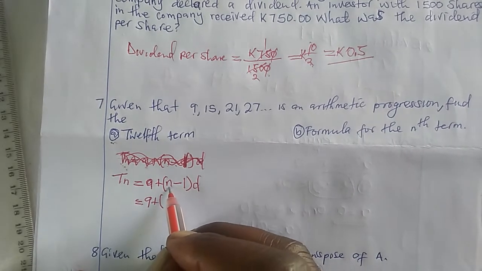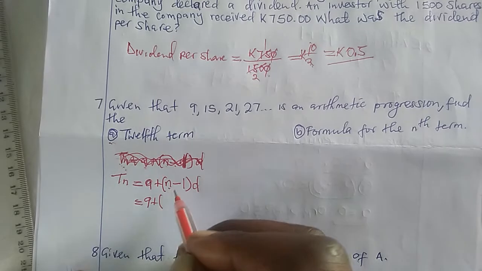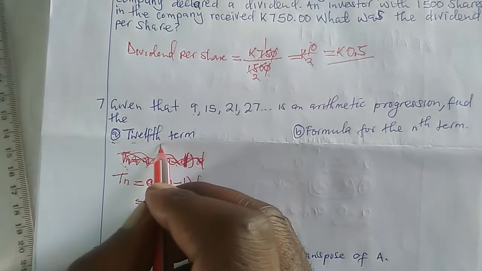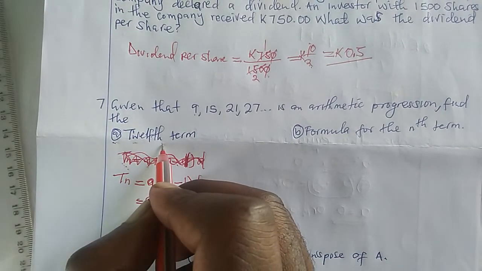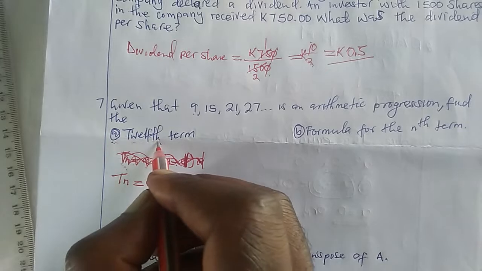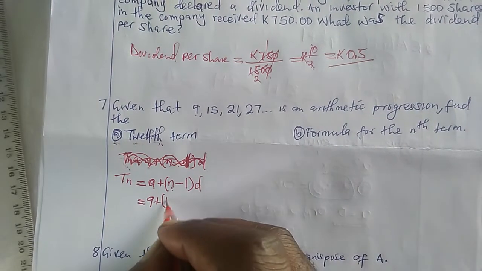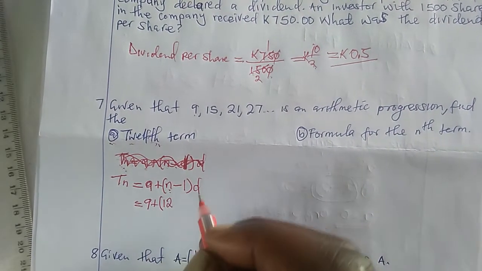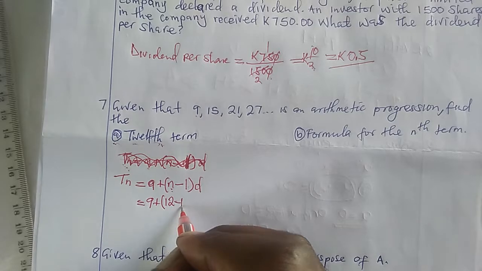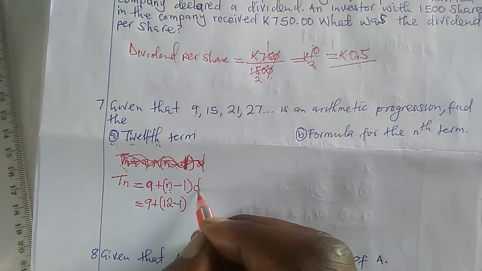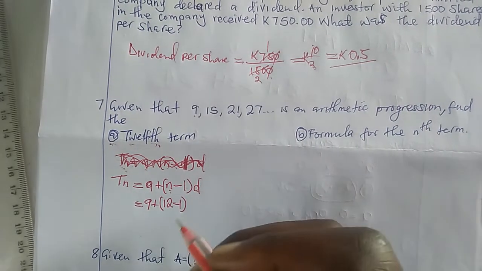Now n, what is the value of n? The value of n is the 12th term that we are given. So we are told to find the 12th term, so we write 12 here, then minus 1, close bracket, then we come to D, which is the common difference.